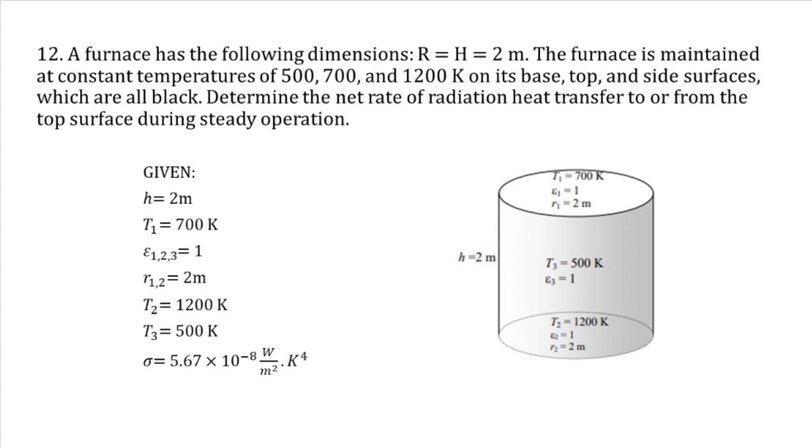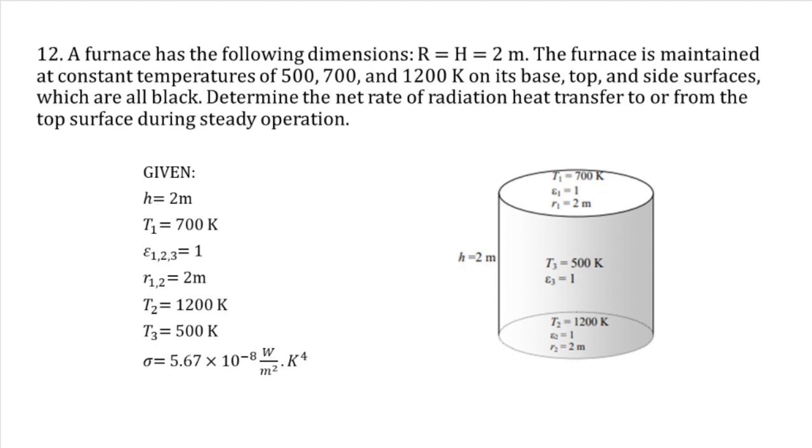A furnace has the following dimensions: R is equal to H equal to 2 meters. The furnace is maintained at constant temperatures of 500, 700, and 1200 Kelvin on its base, top, and side surfaces, which are all black. Determine the net rate of radiation heat transfer to or from the top surface during steady operation. We have the given here, height 2 meters, and the temperature sub 1 is equal to 700 Kelvin.